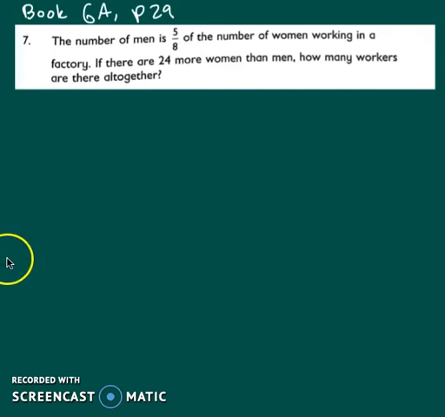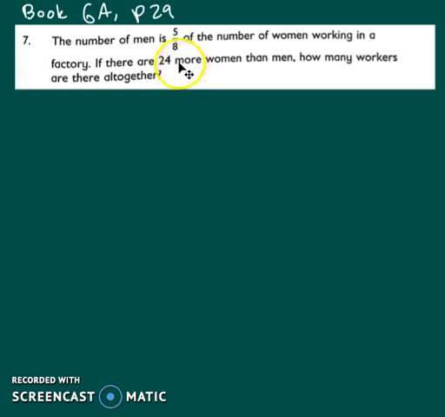The number of men is 5/8 of the number of women working in a factory. Let's make sure you really understand how to interpret that fraction 5/8. How do we turn it into units representing the number of men and units representing the number of women? So what we know is that there's a number of women. We don't know how many, but we know that there's only 5/8 of that number of men. So let's use the clue given to us by that fraction to figure it out.